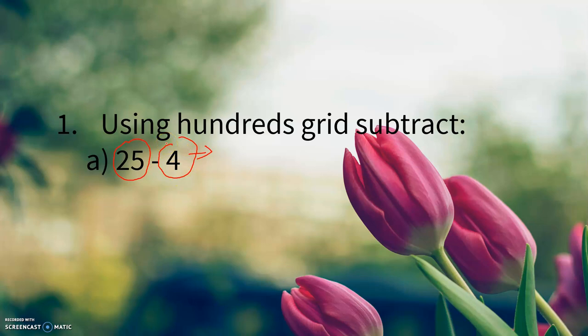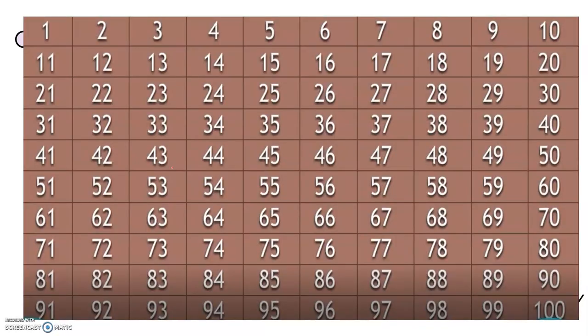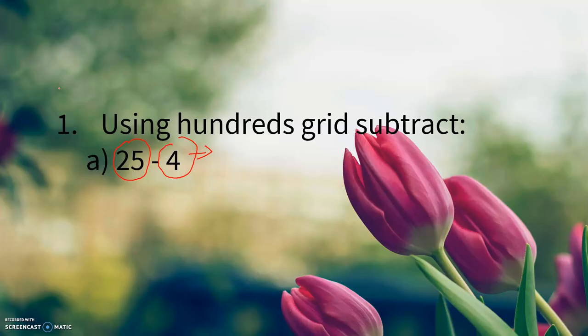So, let's see how it is. 25 minus 4. First you have to put your finger on 25 and you have to subtract 4 ones. To subtract 4 ones, you have to move backward. 1, 2, 3, 4. We moved 4 times to get 21. So our answer is 21. This is how we need to subtract.